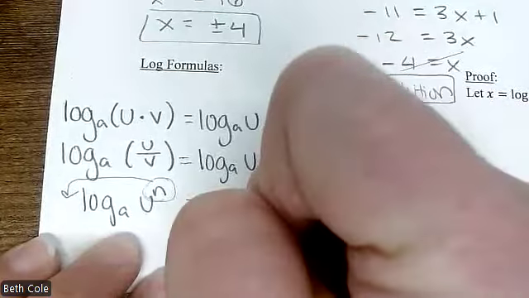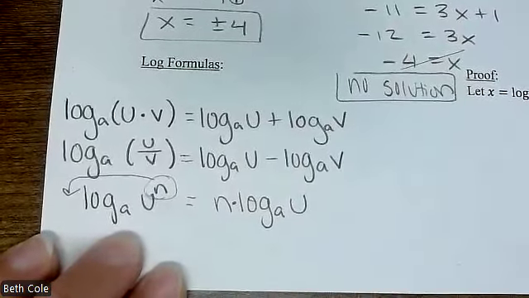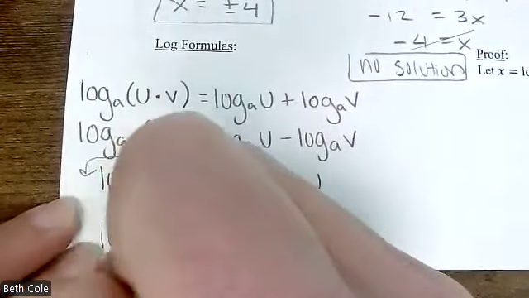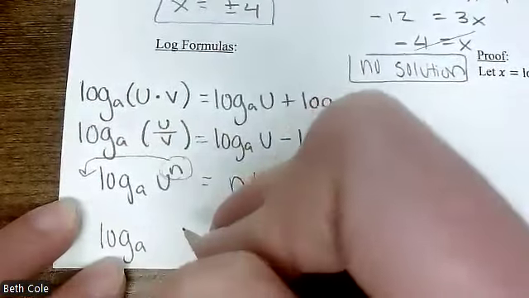If you feel like it'll help you to put the little dot in there, you can, but you're allowed to take the power and bring it down. It's multiplying. All right, and then the last one is called a change of base formula.